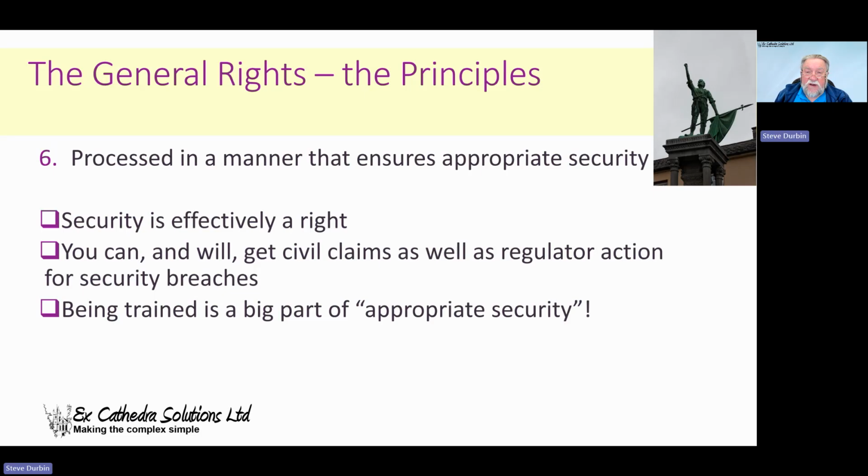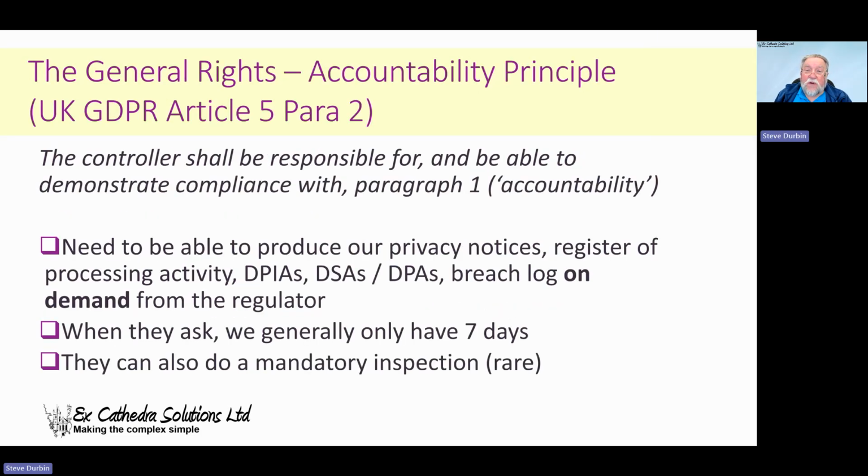Now, everyone talks about six principles, but there's a secret seventh principle. Okay, this is called the accountability principle. It's the second part of Article 5. And what it says is that the controller shall be responsible for and be able to demonstrate compliance with the principles. Okay, so we've got to be able to produce all our documentation for all this stuff on demand from the regulator. We've got to be able to evidence that we're doing all the right things around making sure we can deal with the rights. And that's what we're going to talk about the rest of this presentation.